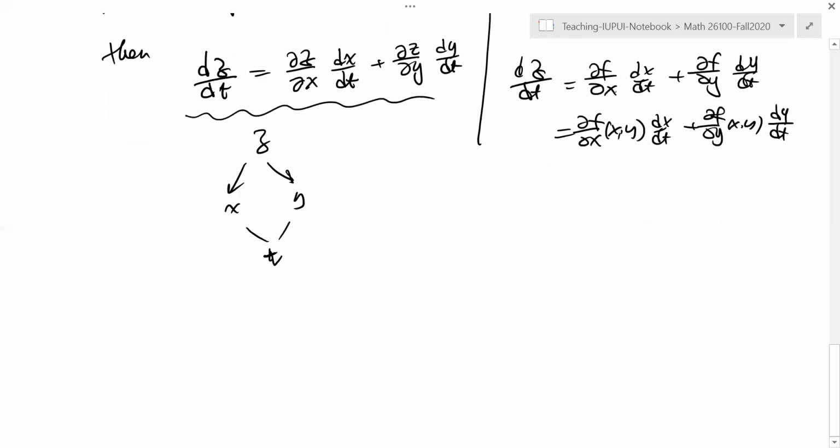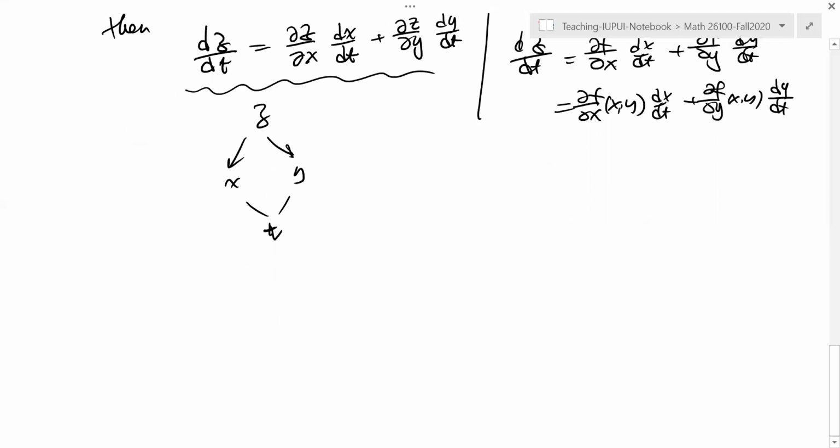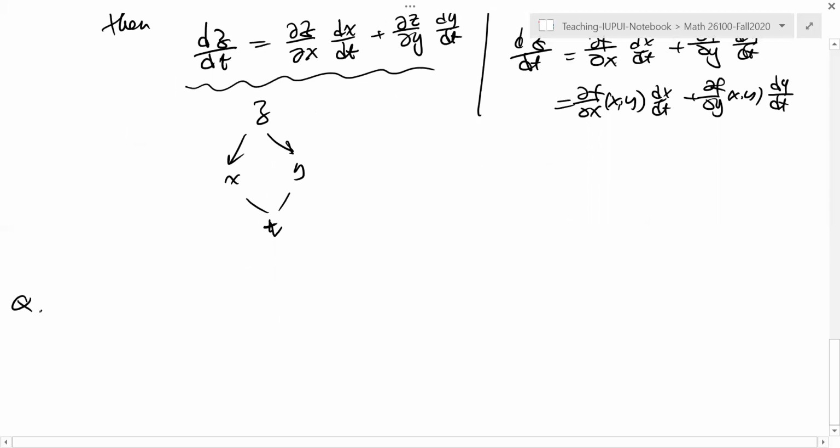Now let's do some exercises, then we understand this better. Let's go to the book and find some exercises. Okay, so here's a problem.